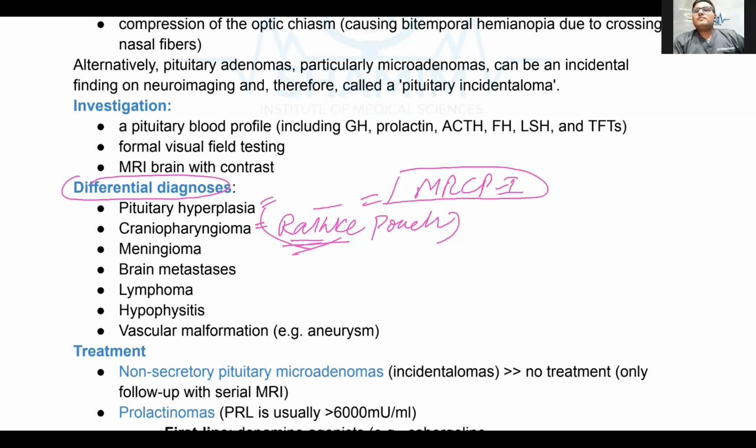Next is meningioma. Oma is a mass. These are all tumors of the brain. We will study meningioma, glioblastoma. There are different tumors. The next differentials are brain metastasis and lymphoma, and hypophysitis. Most common is lymphocytic hypophysitis. We will also study in the next lectures what this problem is, involving lymphocytes, like autoimmunity. And there is also vascular malformation in the differential diagnosis, due to aneurysm formation.